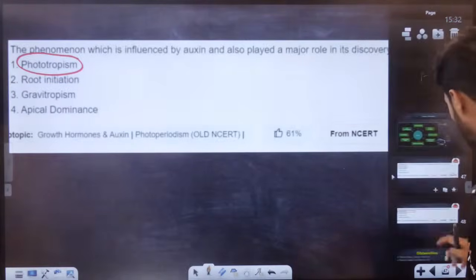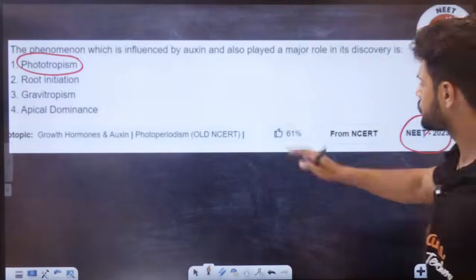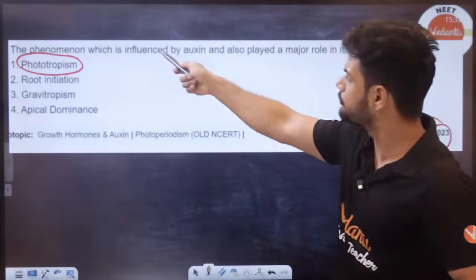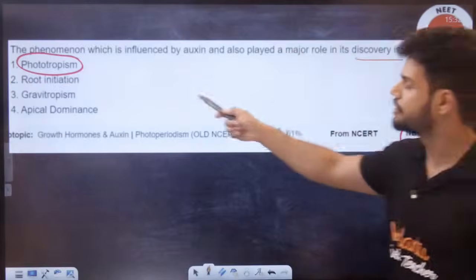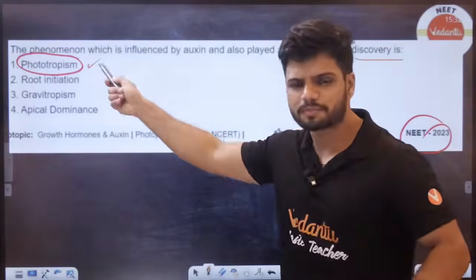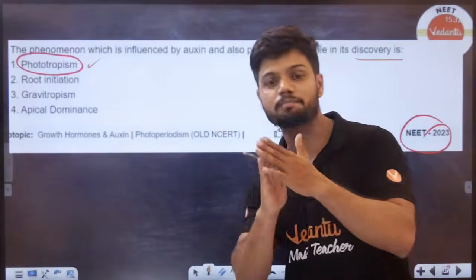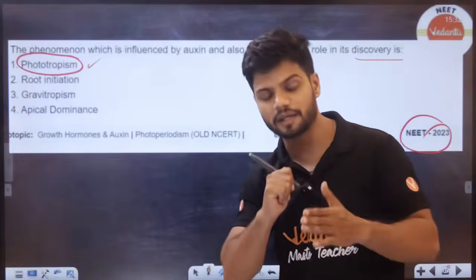Students gave the answer to this, okay. So they can ask a question like this: the phenomenon which is influenced by the auxin and also played a major role in its discovery, that is phototropism. So phototropism plays a very important role there, it helps in bending of the entire tip there, right?